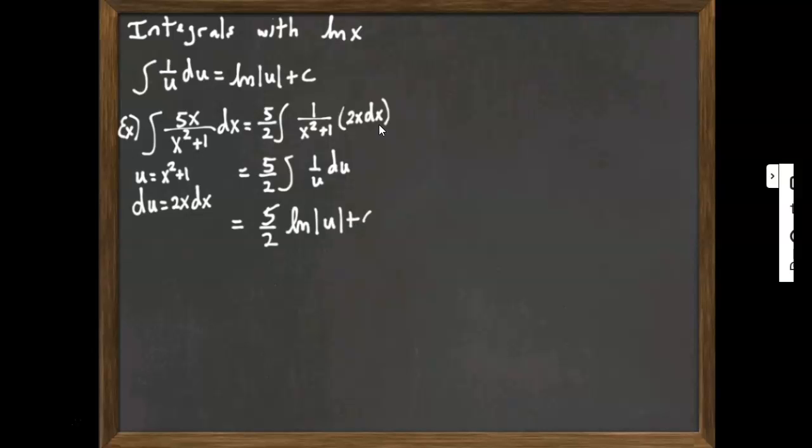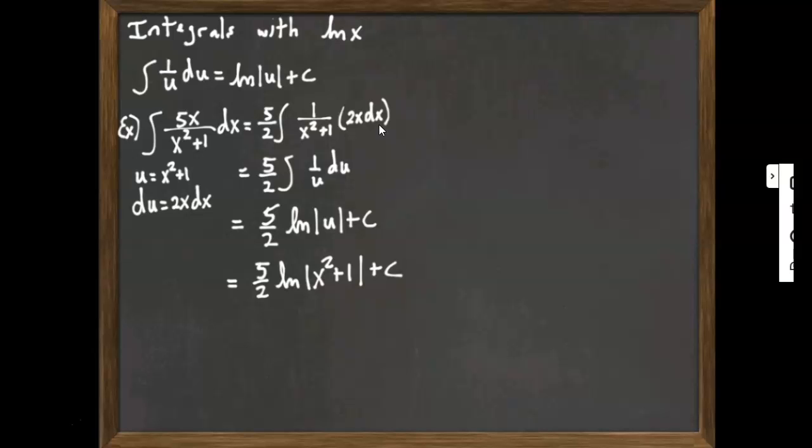Integral of 1 over u is just natural log, absolute value of u. And then to finish the problem off, we just replace u with what it is equal to, which in this case is x squared plus 1. So we get 5 halves times the natural log of the absolute value of x squared plus 1, and then plus a constant, of course.